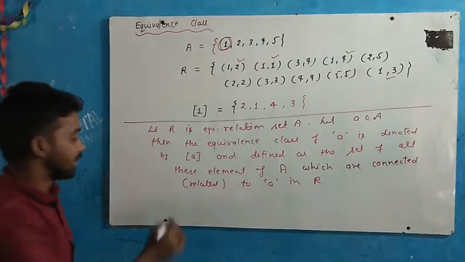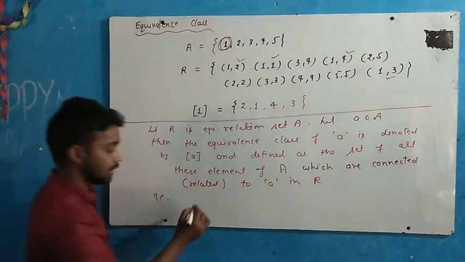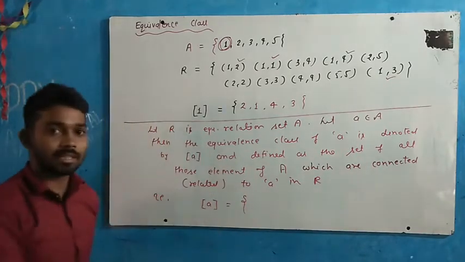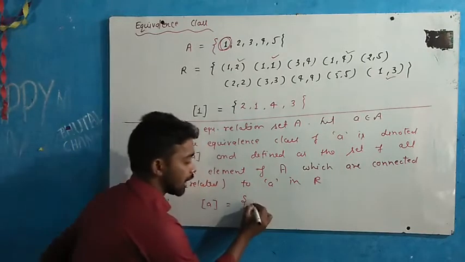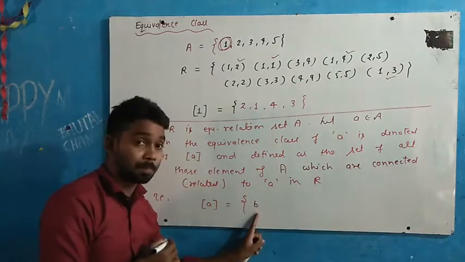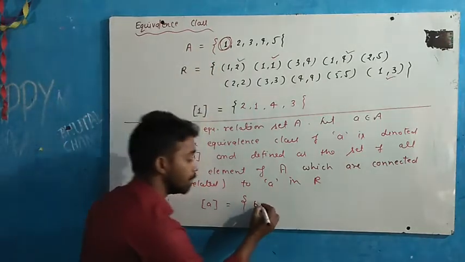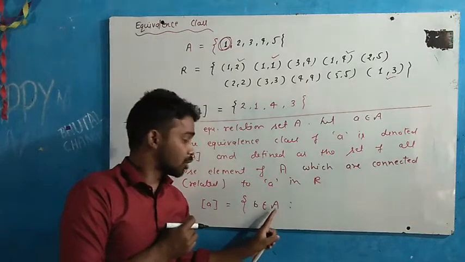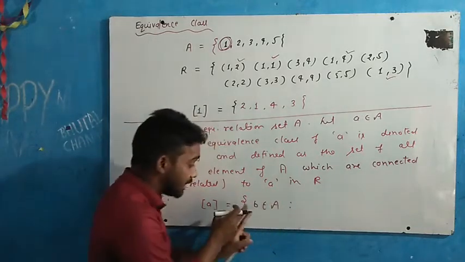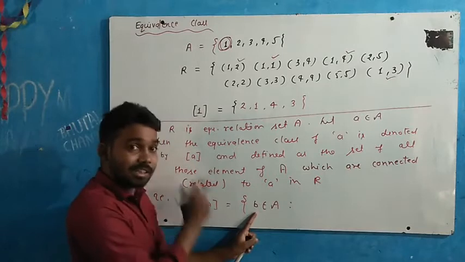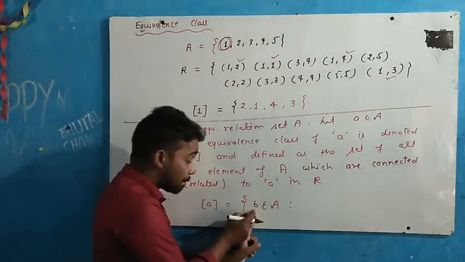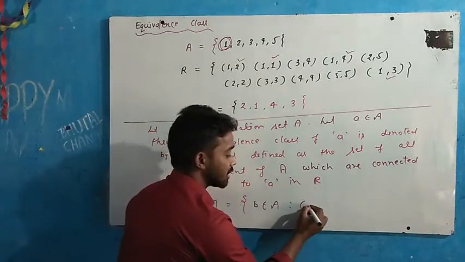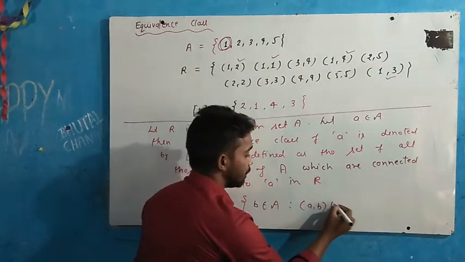So what we can say is that the equivalence class of a is equal to a set, and in this set those b such that b belongs to the same set A, such that this b is connected with a in relation R. It means this b is connected with a in relation R. This can be written as: such that (a, b) belongs to capital R.